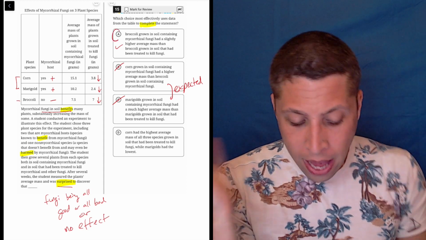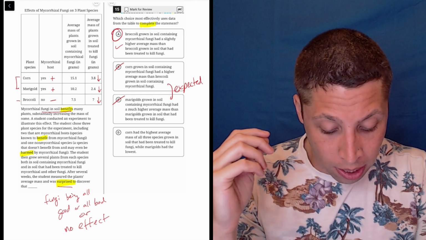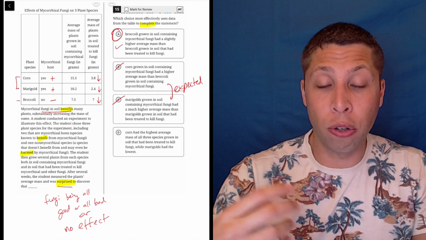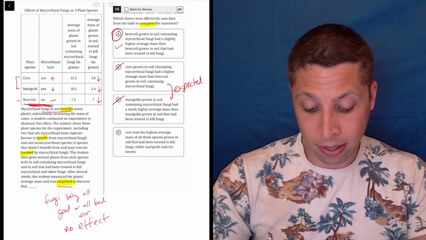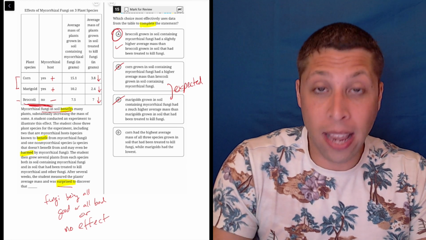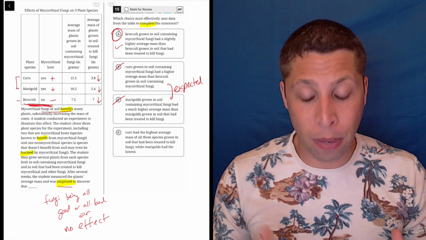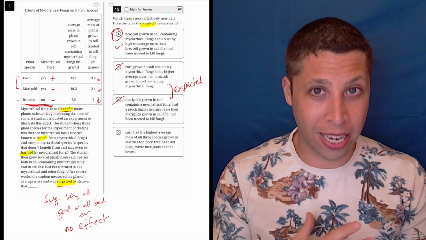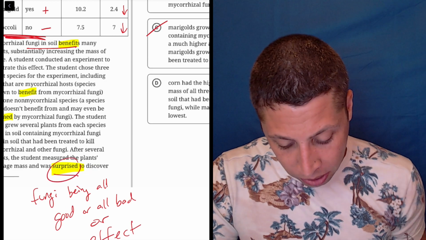This just feels off. A hits the right notes, right? We would expect the broccoli to not benefit from the fungus because that's what this says, and yet it did benefit. So that's what A is saying, and there you go. So this is confusing. There's a lot of stuff going on, but notice how it's all just positives, negatives, yeses and nos. And honestly, the most important word in this entire thing was that word surprise, right?